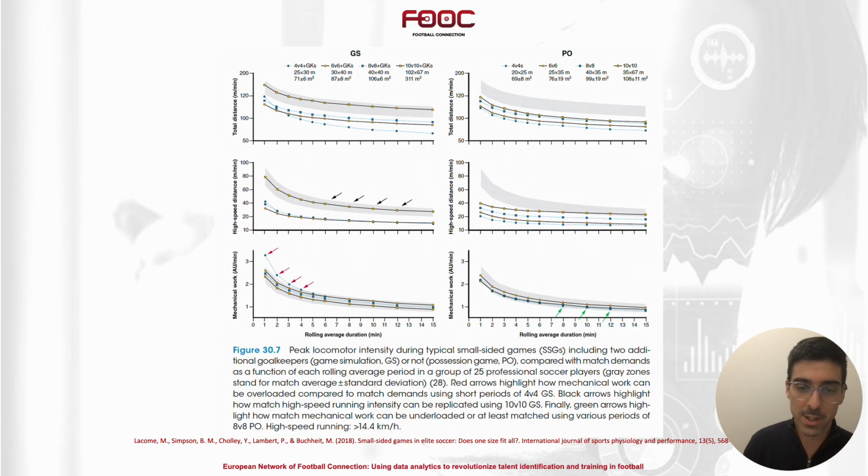The 4 versus 4, 6 versus 6, and 8 versus 8 will be smaller in terms of demands for high speed distance and total distance. However, in 4 versus 4, the mechanical work will be more demanding than in a regular match, as you can see here in these points. So the main message here is that when we select specific task constraints, we are shaping differently the demands that our players will have, and this is quite important for providing a correct stimulus to our players.